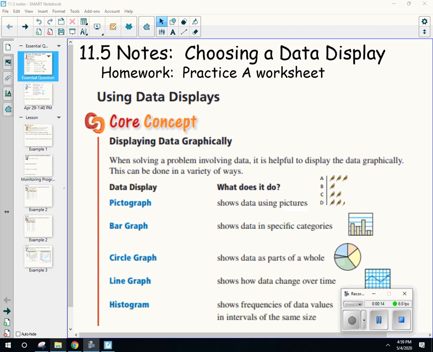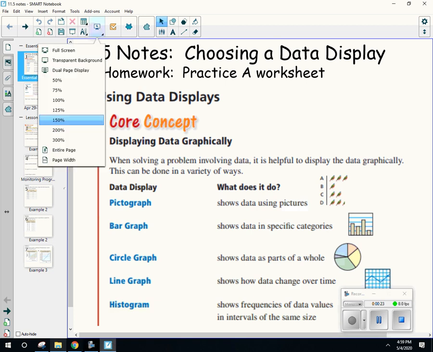This is the end of chapter 11. We do have a review day getting ready for our test on chapter 11, but this is the actual last lesson that we are going to do. So here we go. Let's go ahead and get started here.